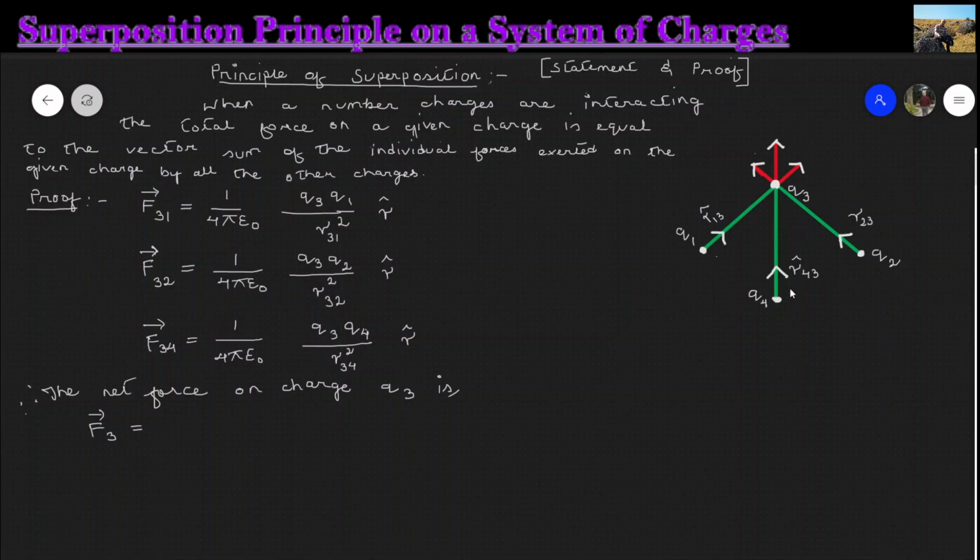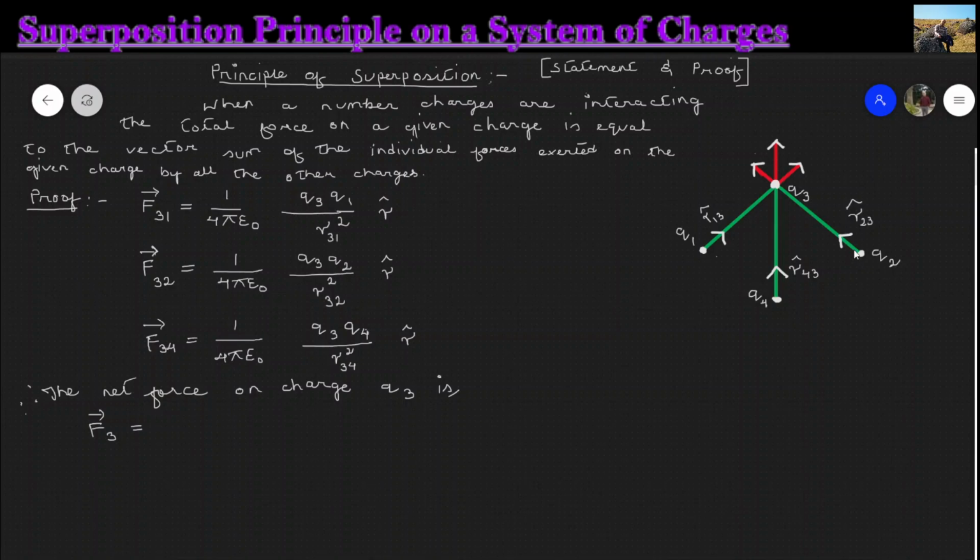I will not write all those directions. To find the unit vector from Q3 to Q4, it will be in this direction, and you have to write R34 cap. It is just the opposite of R43. Likewise, you will understand all these details. But since we want to find the net force on Q3, we will express it in this form: the unit vector from Q1 to Q3 is R13 cap, from Q2 to Q3 is R23 cap, and from Q4 to Q3 is R43 cap.